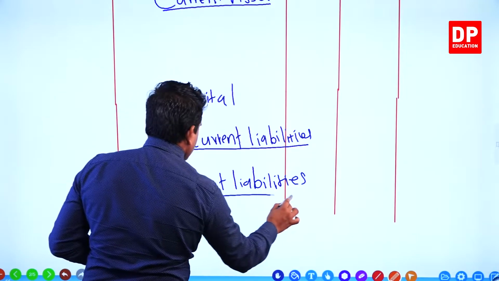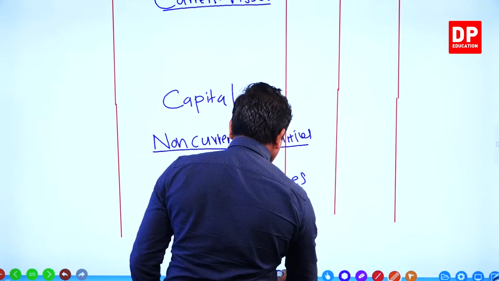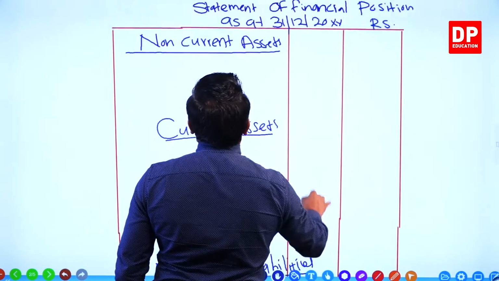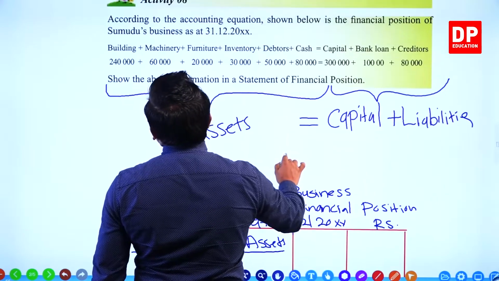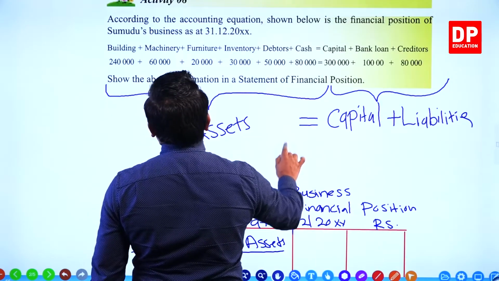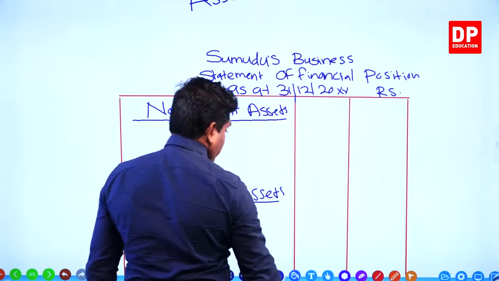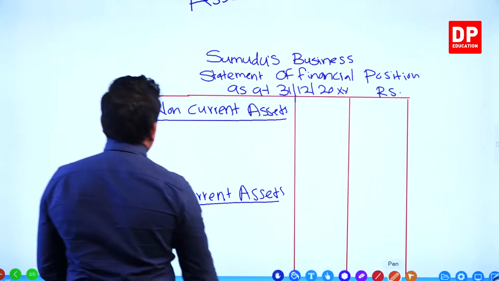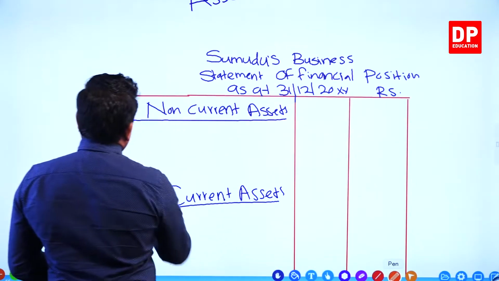Okay, right? Now you pick the details and put them here, right? Now, first one, see, what's the first detail? Building 240, machinery 60. Building 240, machinery 60, right? Building.